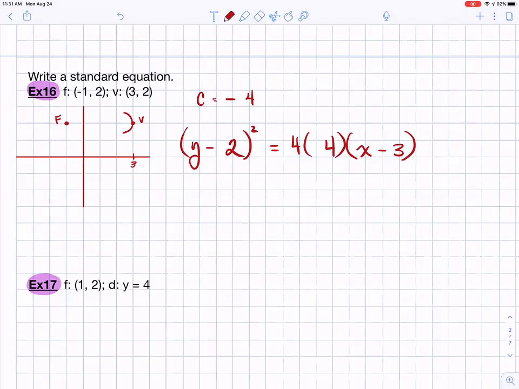So then let's fix that in the equation as well. When I rewrite my equation, I'm not going to FOIL out the glob. All I'm going to do is clean up the middle piece, the 4C piece. So my standard equation will be y minus 2 quantity squared is equal to negative 16 quantity x minus 3. And that will be the cleaned up standard equation.